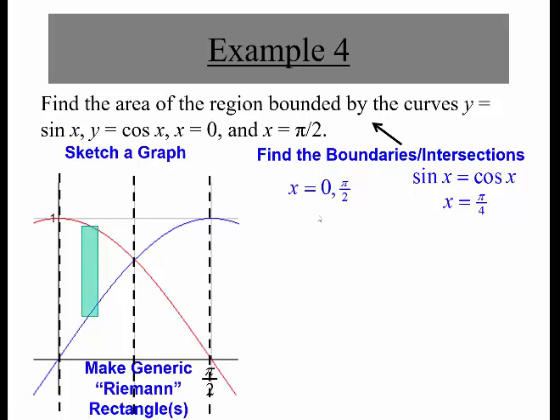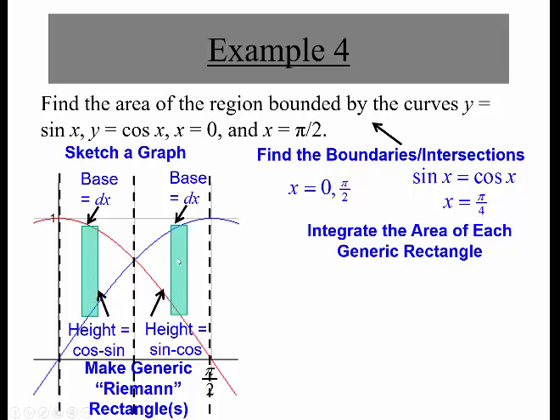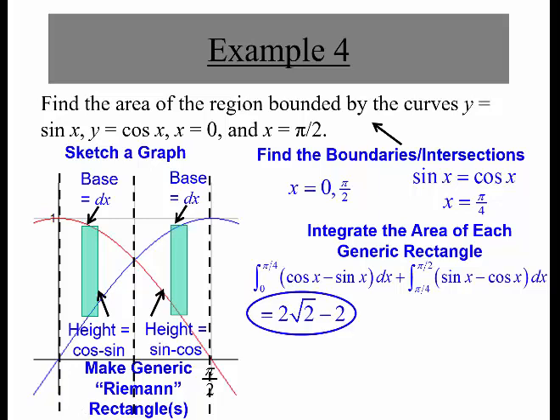All right, so this first one here, my base is obviously dx, but my height of this rectangle is going to be the cosine minus the sine. And then on the other side, it's just going to be the sine minus the cosine, like I said. So this first integral is going to be from 0 to pi over 4. This second integral is going to be from pi over 4 to pi over 2. So when I set up the integrals, it should look like this. And again, I'll let you verify the exact solution when you do the solution on your own. But you should get 2 square roots of 2 minus 2 as the area when you combine them.